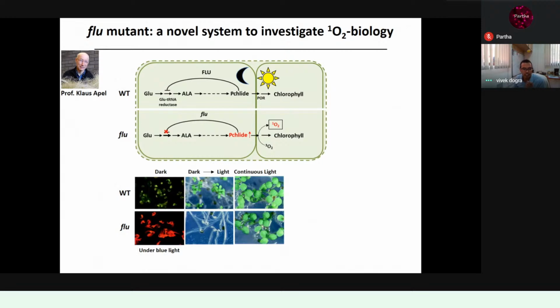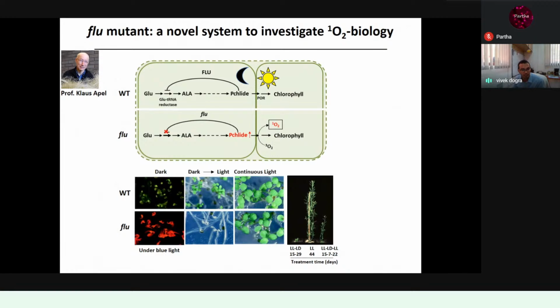However, if this dark to light transition is controlled, then the plant can survive, but it shows a growth inhibition phenotype. Okay, so this was interesting to see. Before, they thought ROS can always kill the plant, that it always imposes damage, but it was also found that it can have a signaling aspect, and then the plant can still survive. It means there is a system to deal with the ROS.